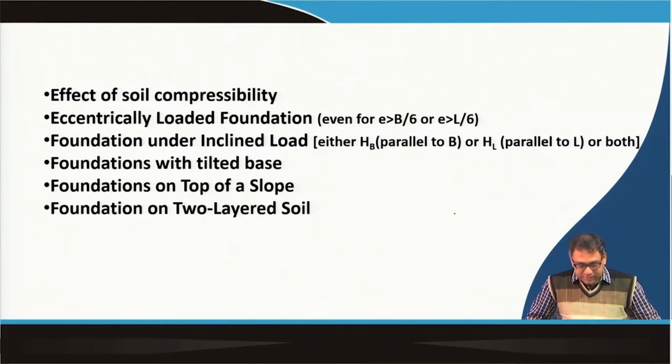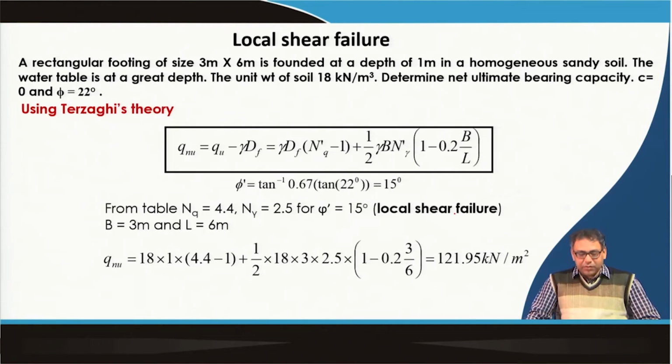So, first I will discuss the effect of soil compressibility, and then I will discuss the other effects one by one. In the previous example problems, I considered the general shear failure. Now if the soil undergoes local shear failure, then what will happen? Here phi is 22 degrees, which is less than 29 degrees, so it will be a local shear failure. How can we calculate the bearing capacity?